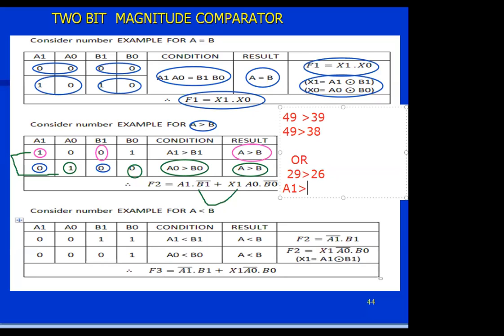bits, a1 is greater than b1, sorry, a1 is greater than b1 కాబట్టి we are calling this simply a greater than b condition. A greater than b condition కాబట్టి we are defining this condition. ఇది ఎప్పుడు జరుగుతుంది, if and only if, sorry, here A1 equal to B1, and it is checking for A0 is greater than B0.